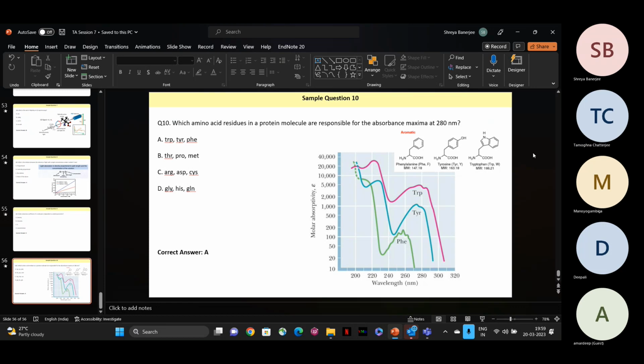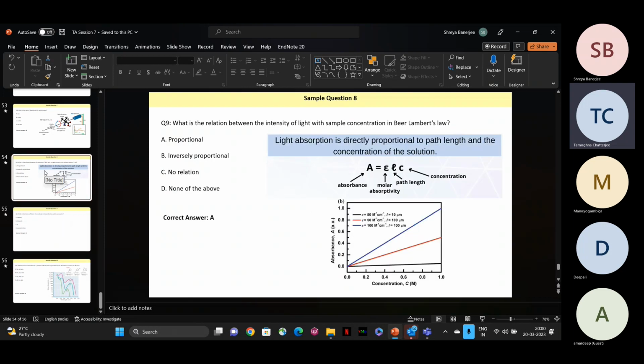Ma'am, can you explain why intensity is directly proportional to the concentration? The absorbance is directly proportional, but I think intensity is inversely proportional, because if concentration increases, the intensity of transmitted light will decrease.